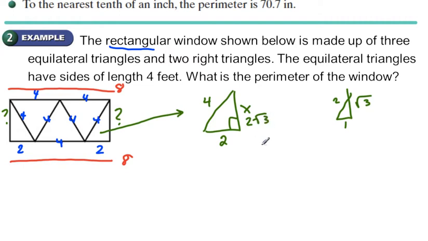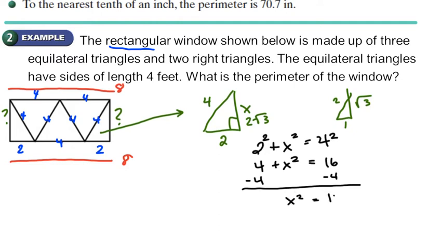For those of you who don't remember it though, you would want to do 2 squared plus x squared equals 4 squared. So 4 plus x squared equals 16. Subtract 4 from both sides.